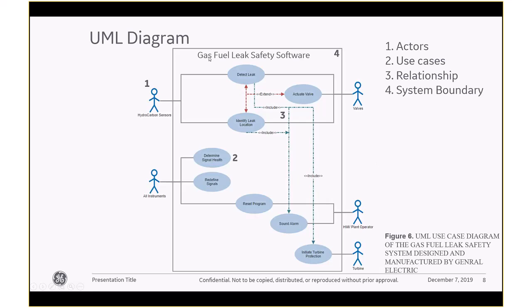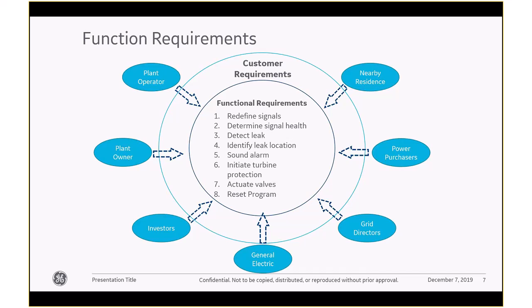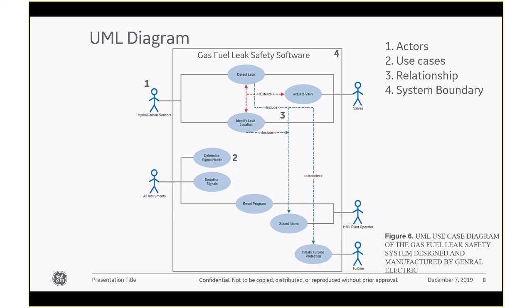Now, within the system boundary that we labeled gas fuel leak safety software are 1, 2, 3, 4, 5, 6, 7, 8 use cases. And I'll flip back. The functional requirements became the use cases. This was crucial to the UML diagram and the development of this project. Within the UML diagram, you can see the different relationships.